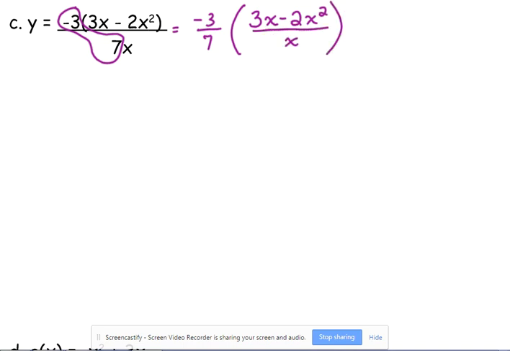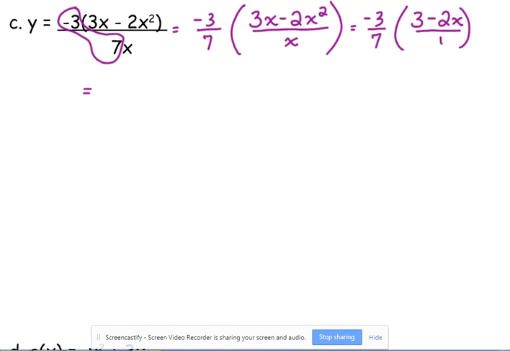And now that I've isolated that polynomial, do you notice that all three of those terms have an x? They all have an x in them. So let's factor out that x. So really what we've got is 3 minus 2x over 1. And look, this isn't even a quotient rule problem.